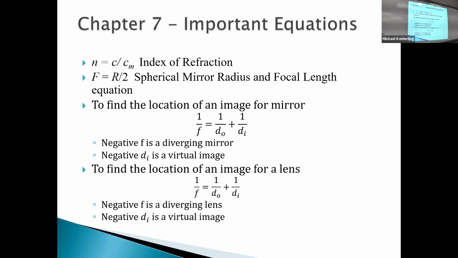To find the location of an image for a lens, same formula. Negative focal length is a diverging lens. Negative distance to the image is a virtual image. So that is the review. Are there any questions?